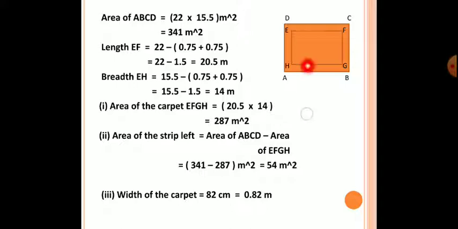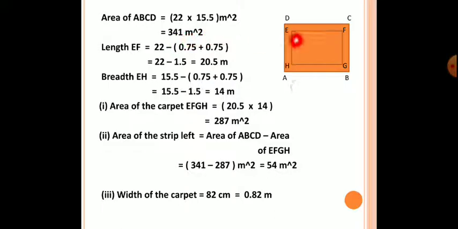So I have drawn the hall to be ABCD. Okay, and this inside, this is the carpet. EFGH is the carpet area. So we have left a width of 0.75 all around. So area of ABCD is 22 into 15.5, which is 341 meters square.